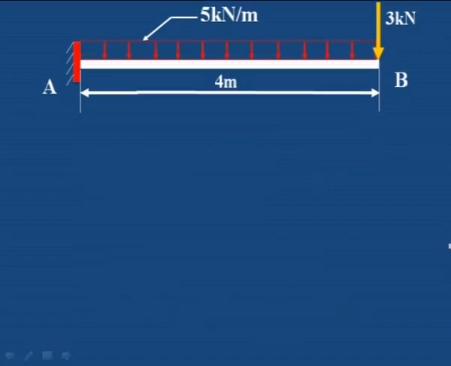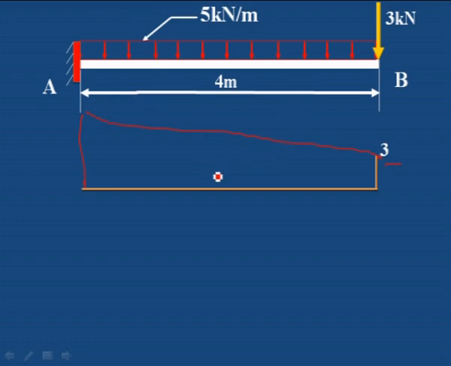Let us draw the shear force and bending moment diagrams. First draw a horizontal line. Then 3 kilonewton is the vertical load acting, so the shear force is a vertical line of 3 kilonewton. Then whatever the value is at A, we have to draw it here, and from here to here it should be an inclined line. Why is it an inclined line? Because it is a uniformly distributed load.